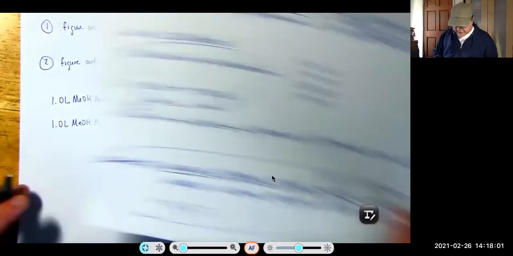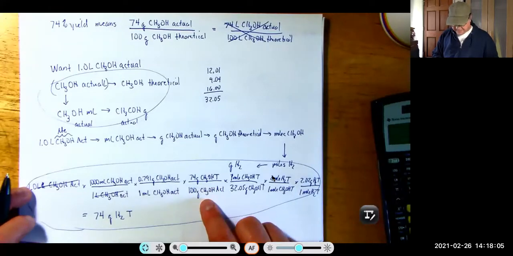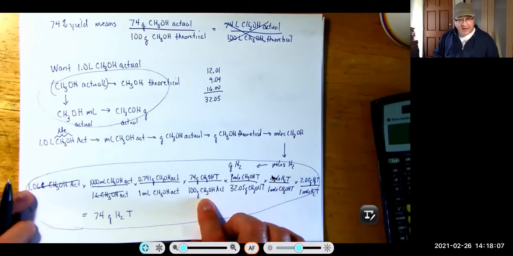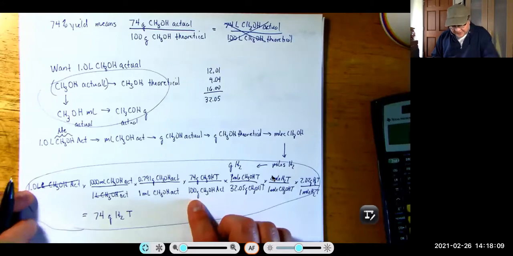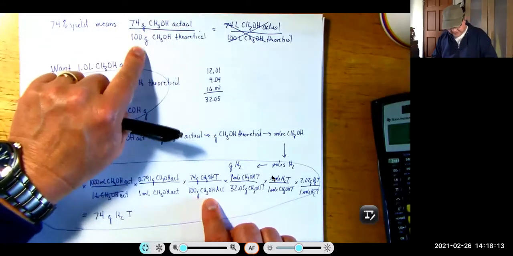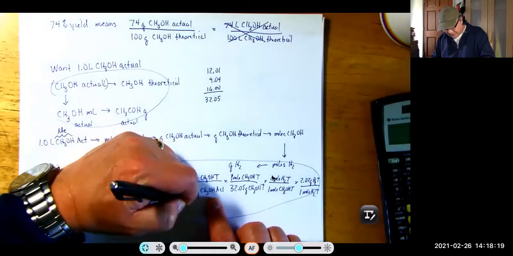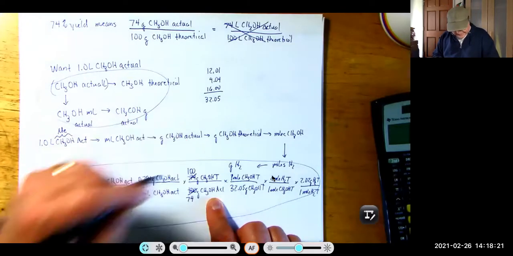I'm looking back at this problem and I think I may have messed this one up. Yeah, I messed this one up. Take a look at this. 74 grams actual over 100 grams theoretical. Oh, so the actual on the bottom. But that should be 74 and that should be 100, which means it's not 74.